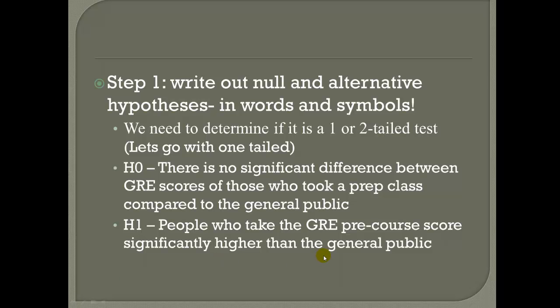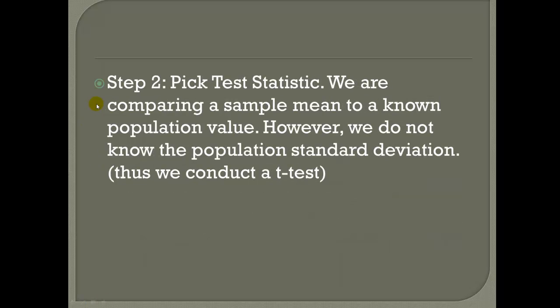If we made it a two-tailed test, you wouldn't say that they do better. You would just say that there's a difference between them and the general population. But since we decided we're going to do a one-tailed test here, we'll stick with that. Step 2 in hypothesis testing, if you recall, is to pick a test statistic. We already know we're doing a t-test, so we'll skip over this.